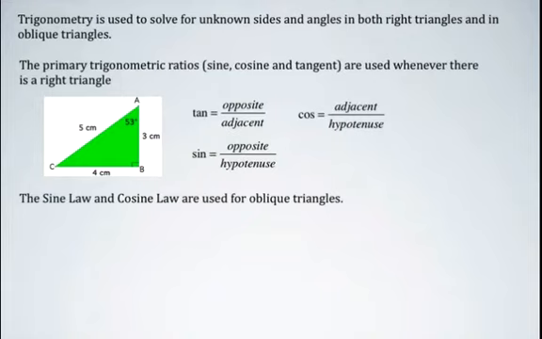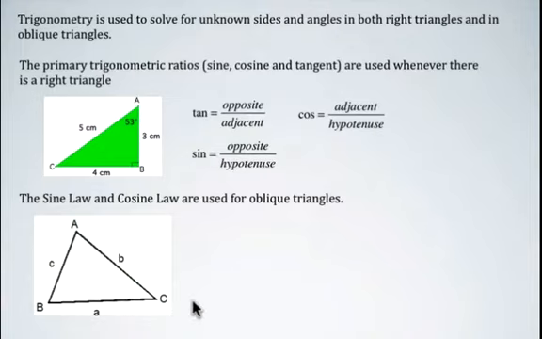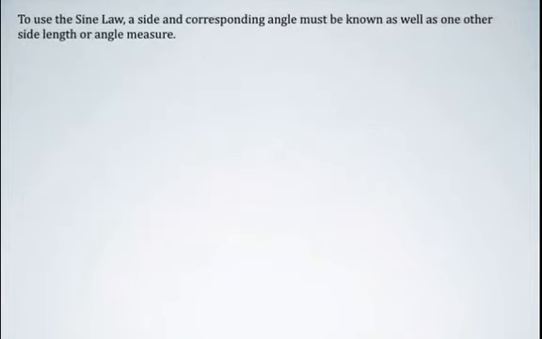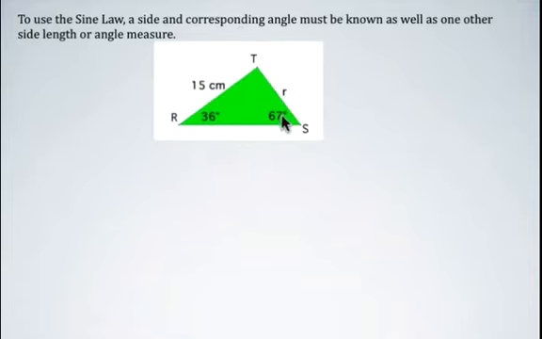Sine law and cosine law are used when we're dealing with oblique triangles. For example, this triangle that is not a right angle triangle. Now, to use sine law, you need a side length and the corresponding angle. So for example here, we are given angle S and the corresponding side, the 15 centimeters, and we're also given an angle measure. We could also be given another side length, and we can use sine law in order to solve problems.